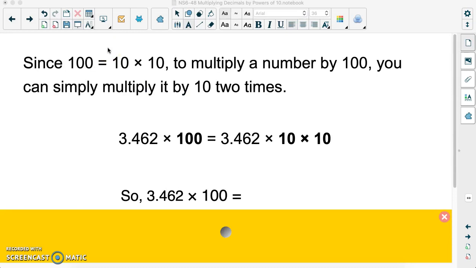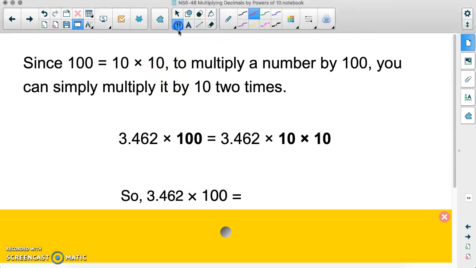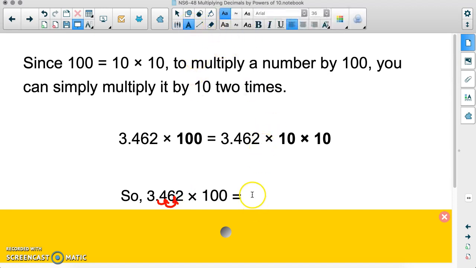Now 100 is 10 times 10. So to multiply a number by 100, you can multiply by 10 and then multiply the result by 10 again. So if we have 3.462 times 100, this is really saying 3.462 times 10 times 10. So therefore, we're going to move the decimal point once to multiply by 10 the first time. Just like we were doing, you move it once for 10. Then you need to move it a second time for the next multiplication by 10. So we're moving the decimal point 2 times to multiply by 100.